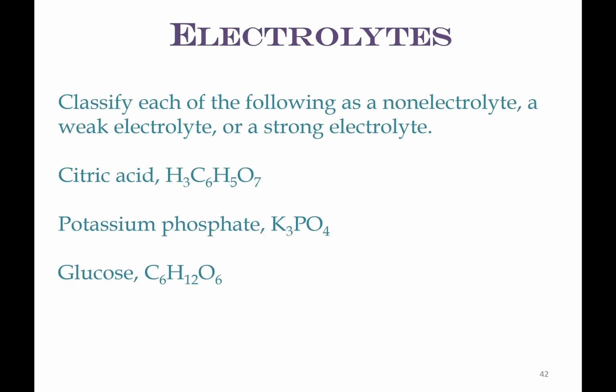I want you to pause it and try to classify these as an electrolyte, a non-electrolyte, or a weak electrolyte, or a strong electrolyte. So go ahead and give that a try. Pause it and try it. Citric acid. It is not one of the 7 strong acids you needed to memorize. But it is still an acid, so that means it would be a weak electrolyte.